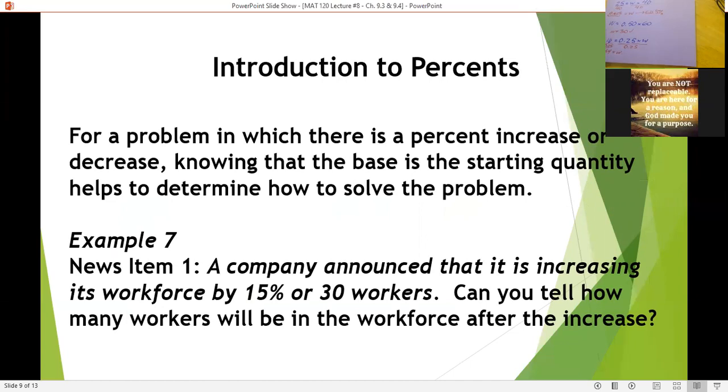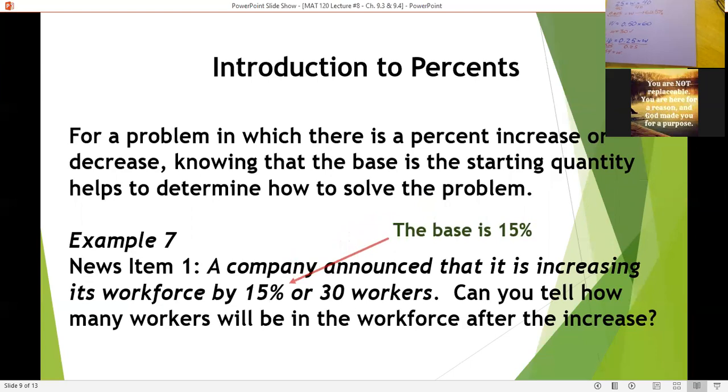In a case like this, we're asking first to examine the question and kind of analyze it. And we're going to use these important words. One of them is base. And generally, the base is the percent. Take a look at the way this is written. It says, for a problem in which there is a percent increase or decrease, knowing that the base is the starting quantity helps to determine how to solve the system. So the base is not necessarily percent. In this case, the base is the percent, but it's not always the percent.